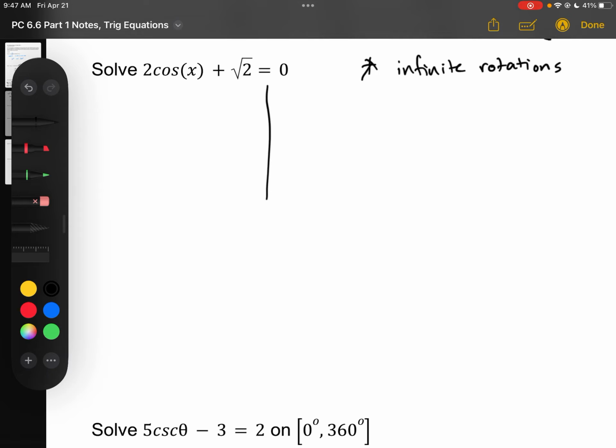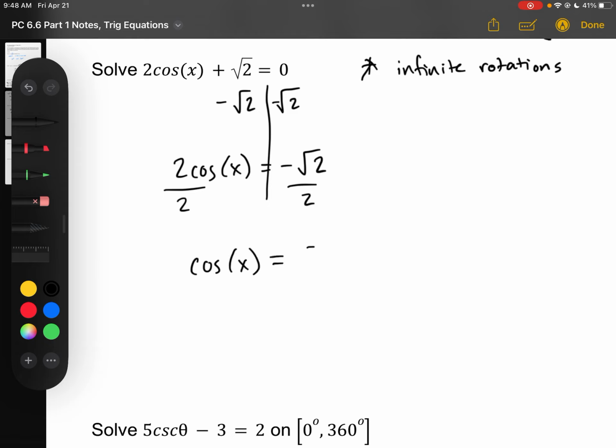So here, again, setting this up to get cosine by itself, we'll subtract the root 2 from both sides. We'll have 2 cosine x equals negative root 2. 2 times cosine x, we'll just divide to get cosine by itself. So we're left with the cosine of x equals negative root 2 over 2.